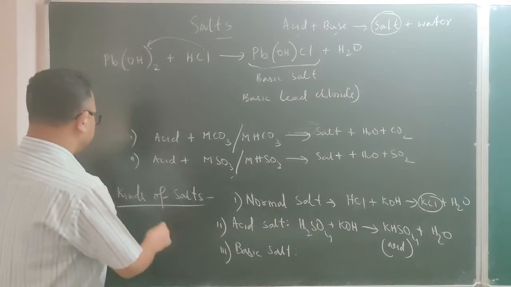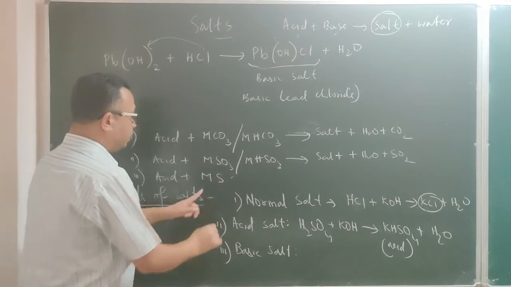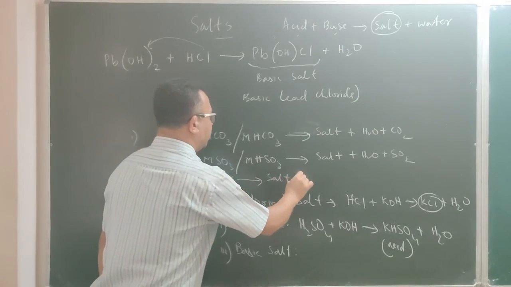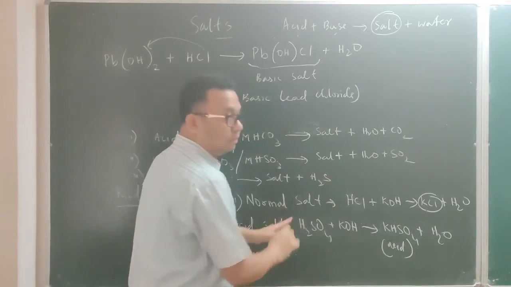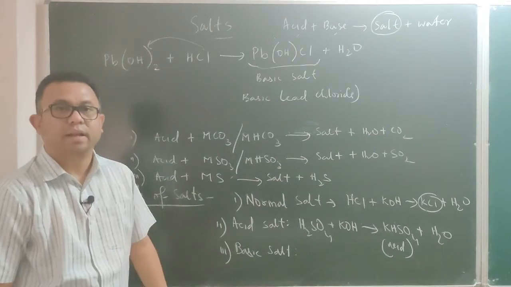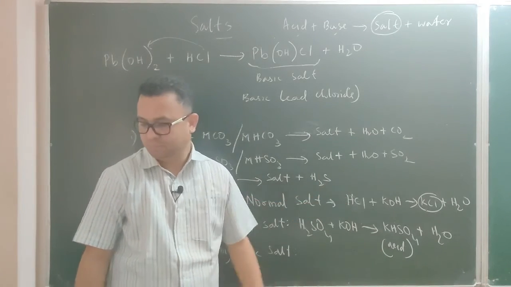The third one is when dilute acid reacts with a metallic sulfide, this is sulfide S. Then it will give you a salt and that rotten egg smelling gas, hydrogen sulfide gas. And this gas, if you remember, we test with lead acetate paper, which is turned shiny black.